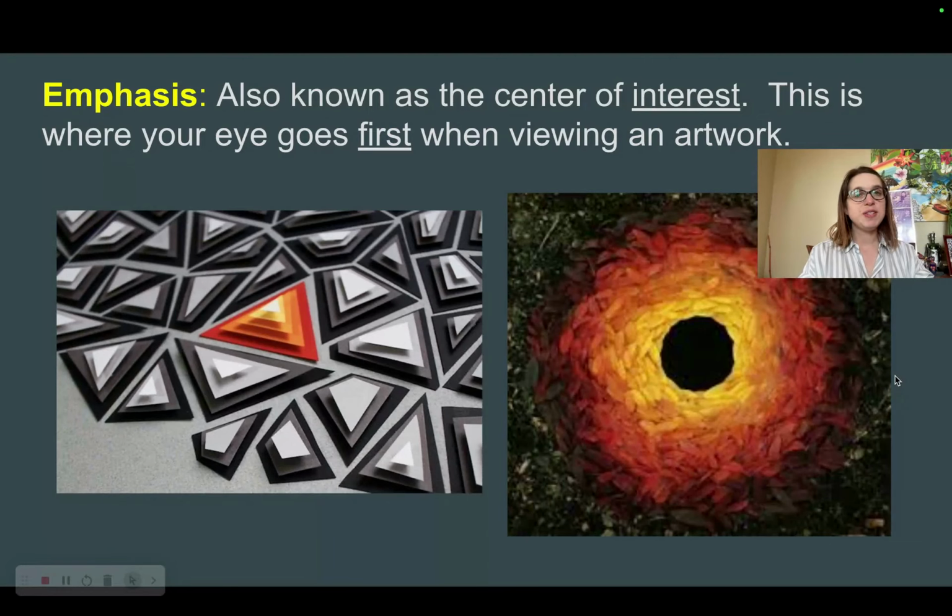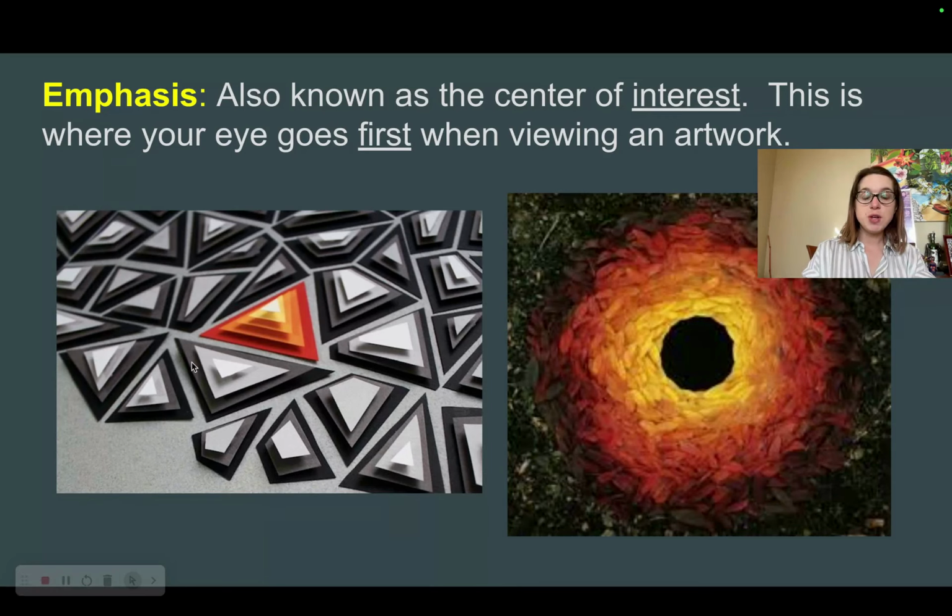Our next word is emphasis. This is also known as the center of interest, right? If I asked you, what's creating emphasis in this artwork? You'd be saying, all right, the center of interest is... So in emphasis, this is where your eye goes first when viewing an artwork.